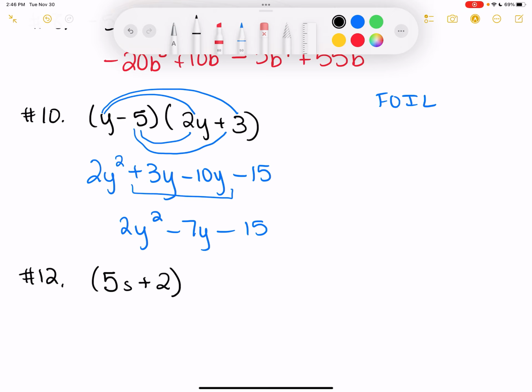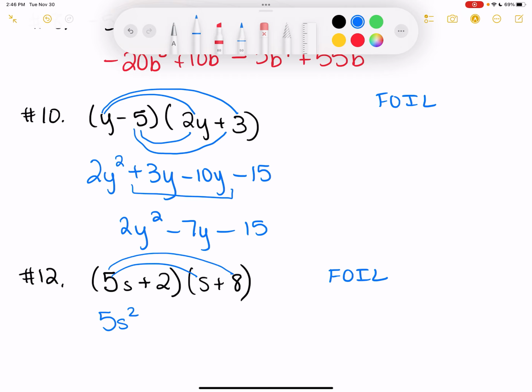All right, 5s plus 2 times s plus 8. I'm going to write it down really fast. Is that an s or a 5 on the second one? This is an s. Oh, okay, so it'd be 5s squared.